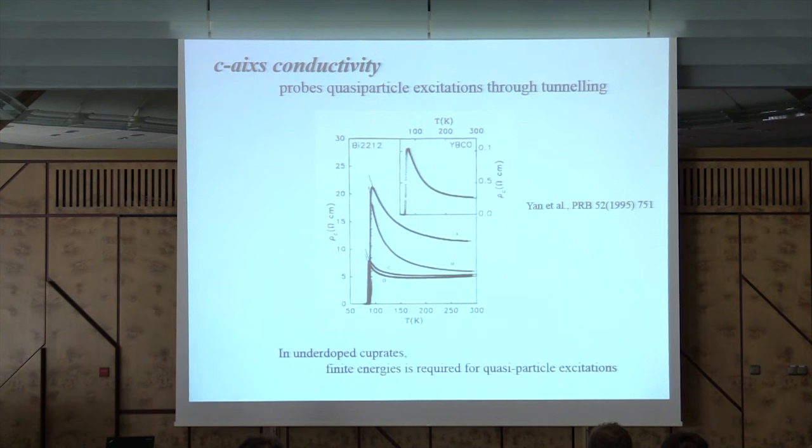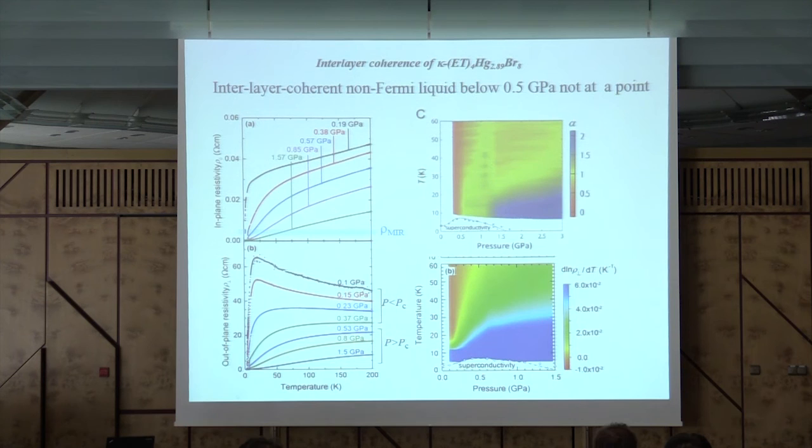How about in our case? In our case, the in-plane resistivity is always metallic. But the out-of-plane, C-axis conductivity is insulating at high temperature region below Pc. But above Pc, metallic behavior appears in the whole temperature region.